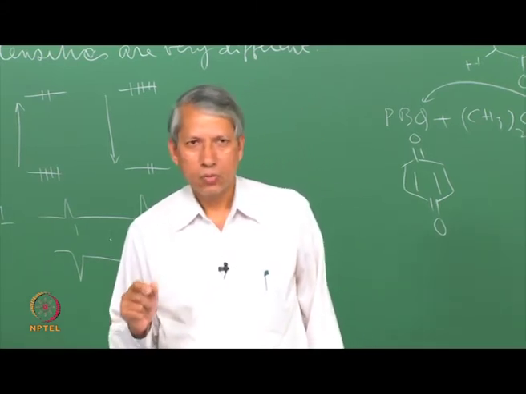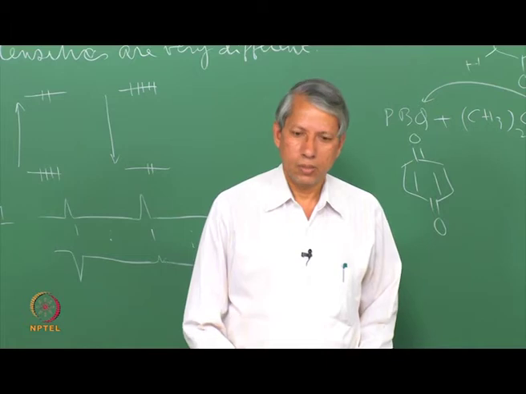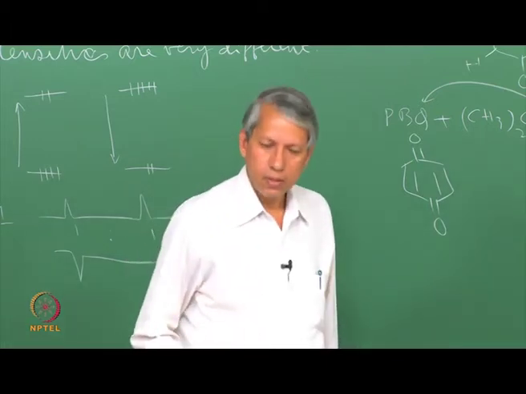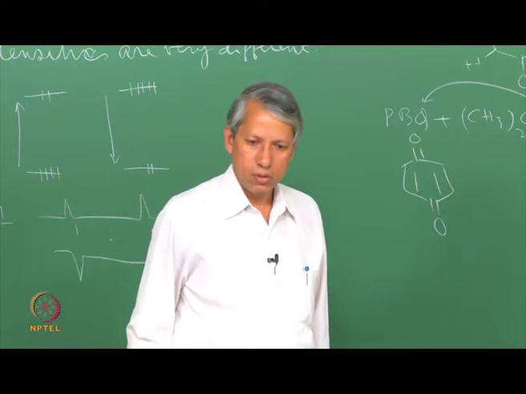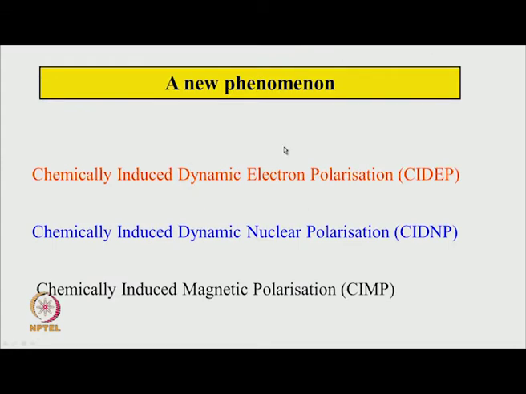Then there was a lot of activity to understand why such things are happening, what is so special going on in such cases, and one gets unusual NMR signal as well as EPR signal. So, here selective population of various nuclear spin levels is taking place. That is why some levels give positive signal and some other levels give emissive signal. This new phenomenon was termed chemically induced dynamic electron polarization for polarization of electron spin, and for polarization of nuclear spin this used to be called chemically induced dynamic nuclear polarization. Even now these terms are used.